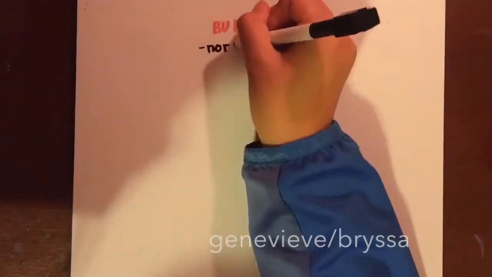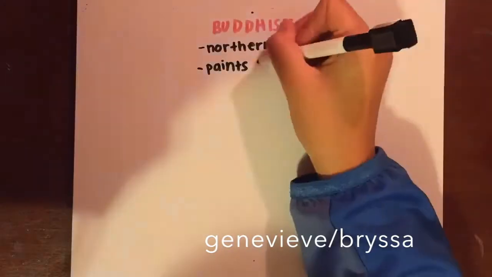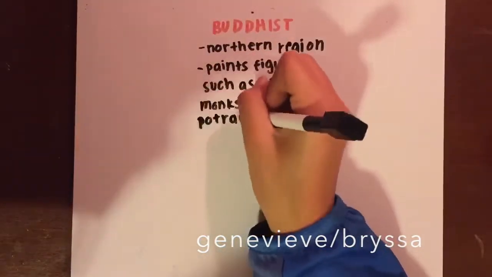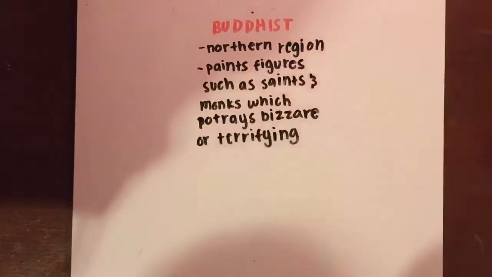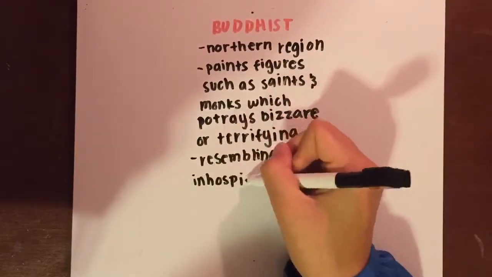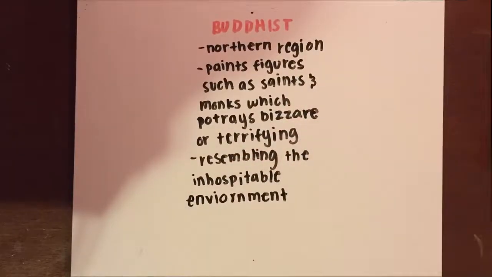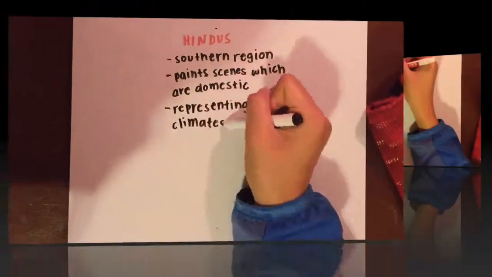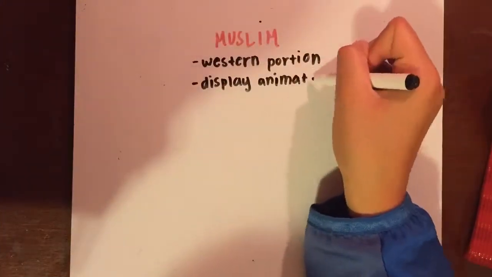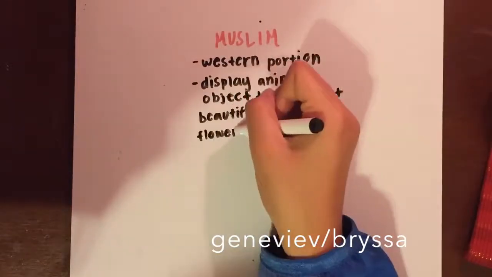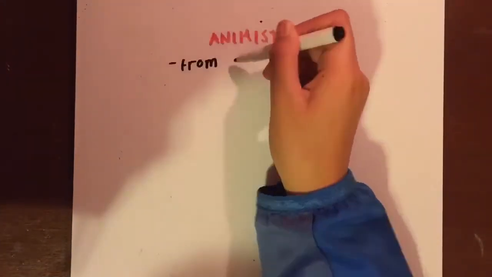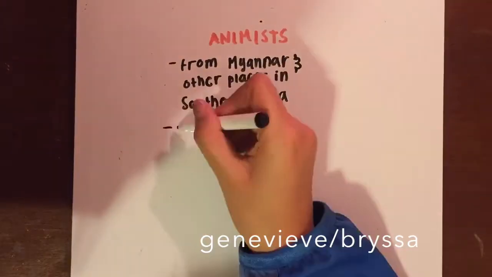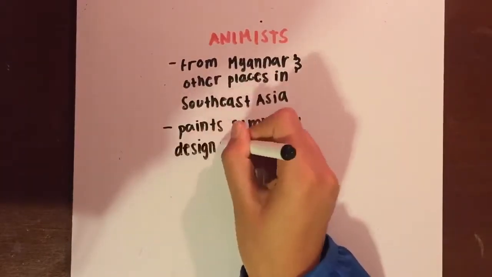Buddhist. Northern region. Paints figures such as saints and monks, which portray bizarre and terrifying, which resemble the inhospitable environment. Hindus. Southern region paints scenes which are domestic, representing harsh climate. Muslim. Western portion displays animate object to represent beautiful plants and flowers. Animists. For Myanmar and other places in Southeast Asia. Points, symbols, and designs from their religion.